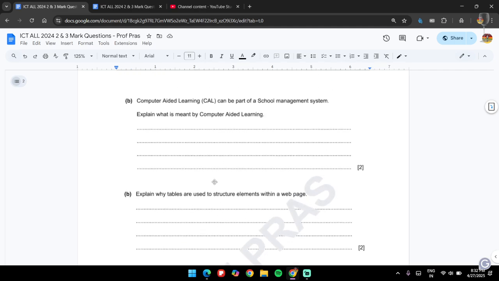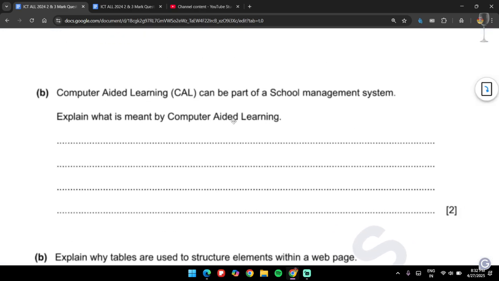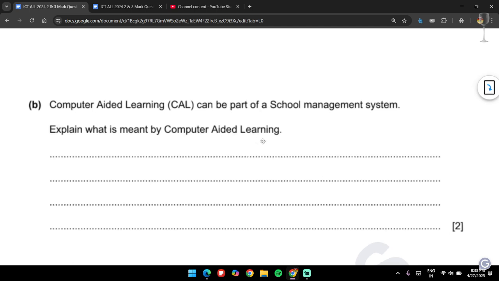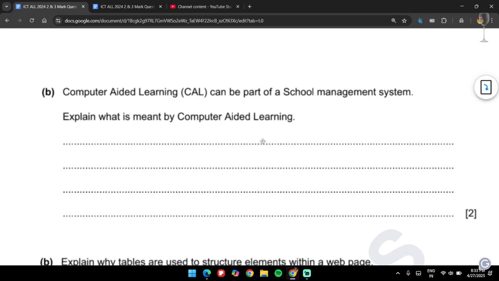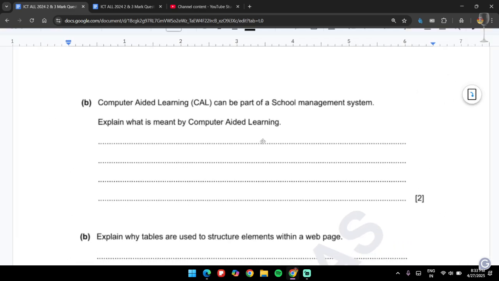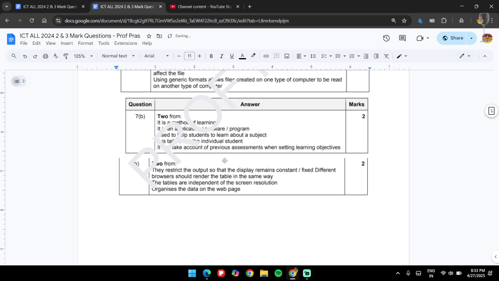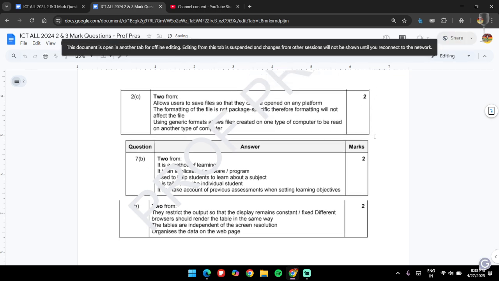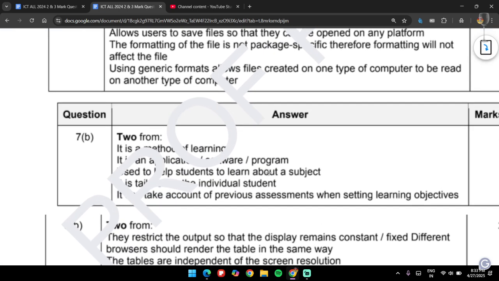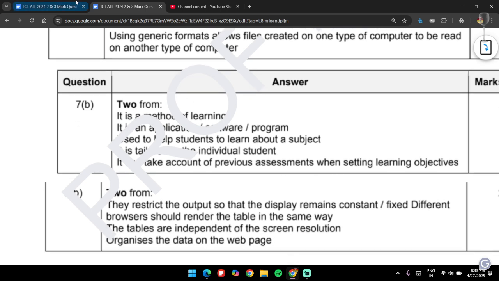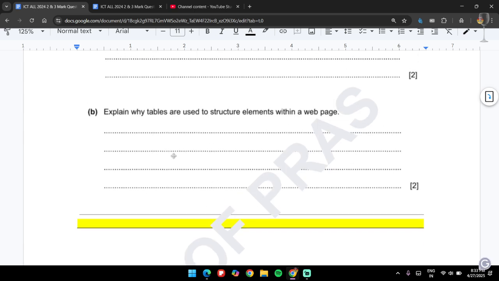The very last: what is meant by CAL? Computer aided learning, please know, is different from CAD, which is computer aided design. Computer aided learning is like doing online courses where the computer teaches you at your own pace, and then it gives you questions and all that. So it's a method of learning. It's software used to help students learn about a subject. It is tailored to the individual subject and takes account of previous assessment when setting learning objectives. Now, this was a question that came in my mocks, so I definitely had to include it.